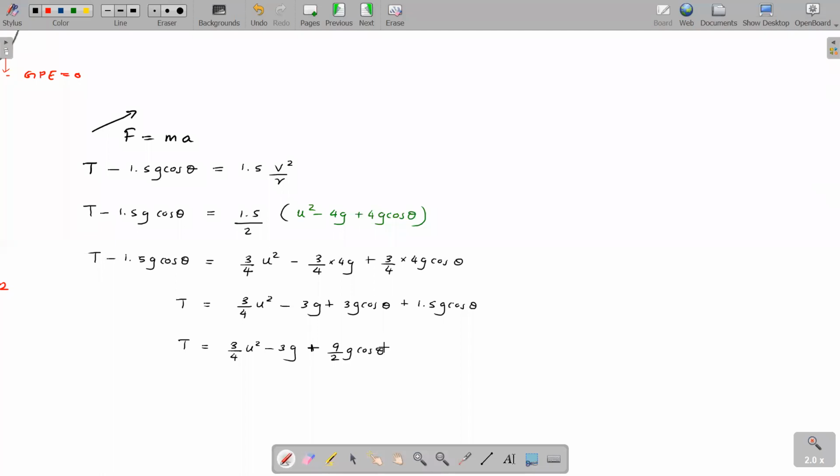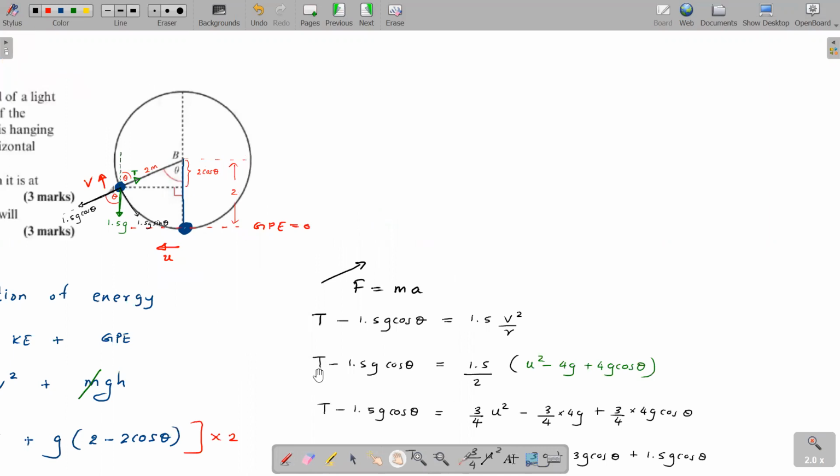So you could maybe keep the whole thing in decimals or keep the whole thing in fractions. But anyway, I give the answer in terms of u, in terms of g, and in terms of cos theta. So that's really important. Okay, guys. And so yeah, this is the answer for the tension.